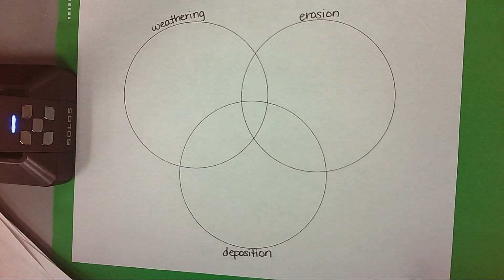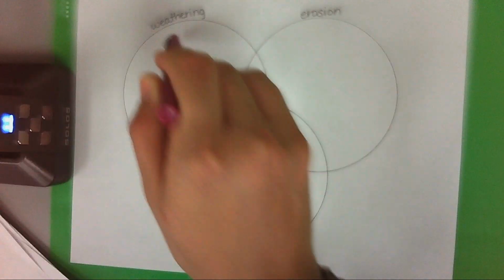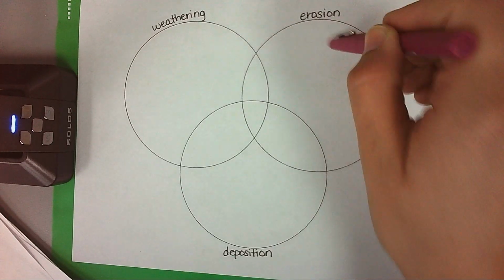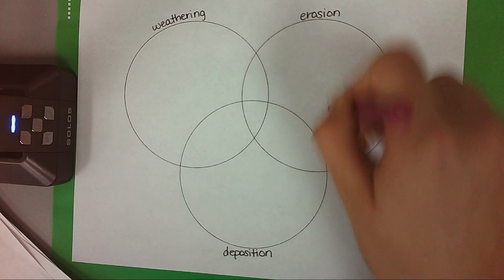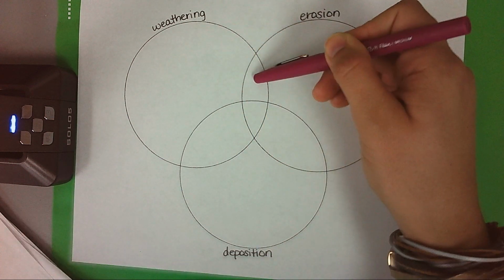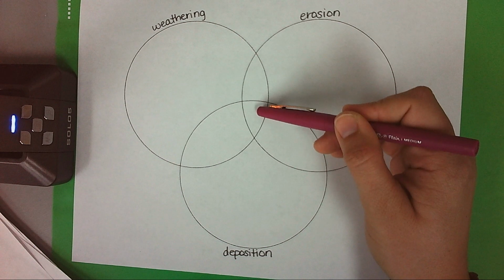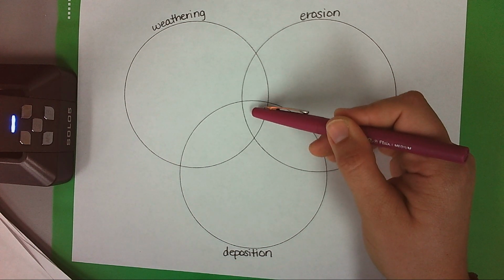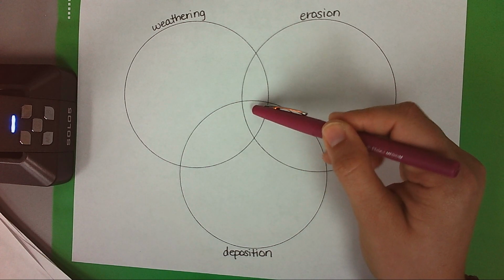We have 3 topics. In this section we're going to put everything about weathering. And then in this section we're going to put what we know about erosion. Where weathering and erosion cross, right here, we're going to put how they are both similar. In this tiny spot, which I did not think about when I made this, is where we're going to put how they're all 3 in common, because all 3 of the circles overlap.